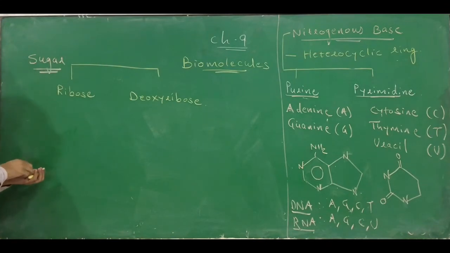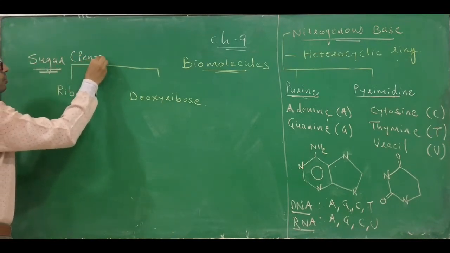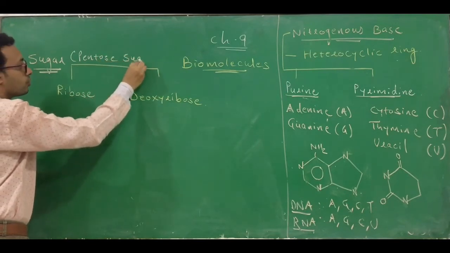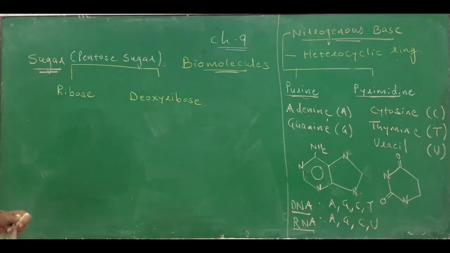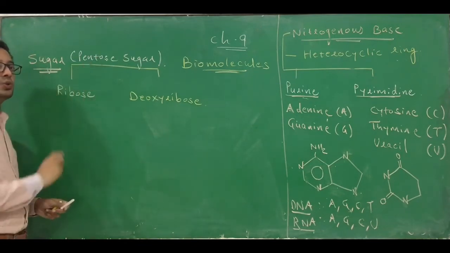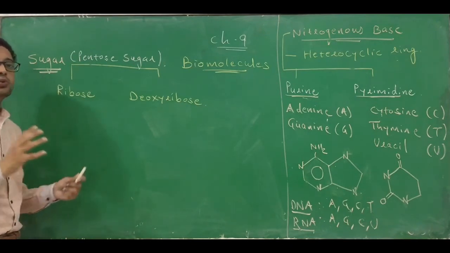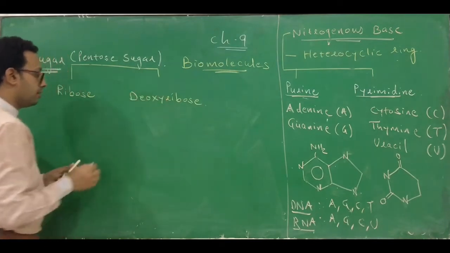Okay? Both are pentose sugars. Pentose sugar means they contain how many carbon atoms? They contain five carbon atoms. As they contain five carbon atoms, we are calling it pentose sugar. So two types of sugar can be found in the structure of nucleic acid, ribose and deoxyribose.